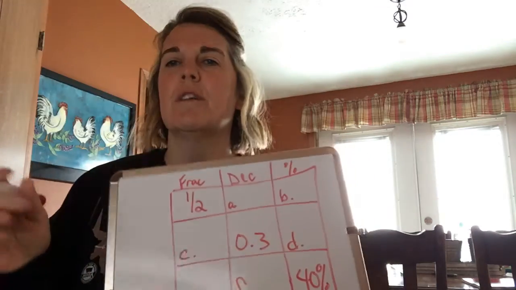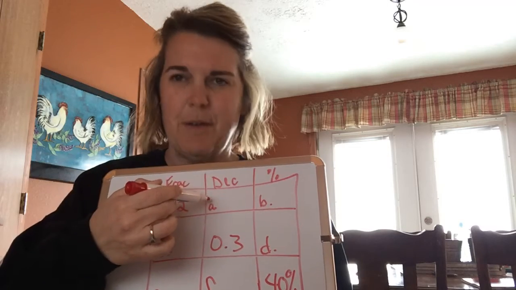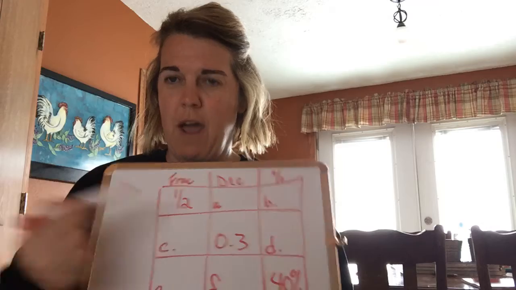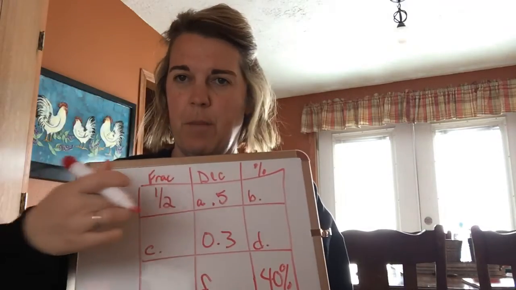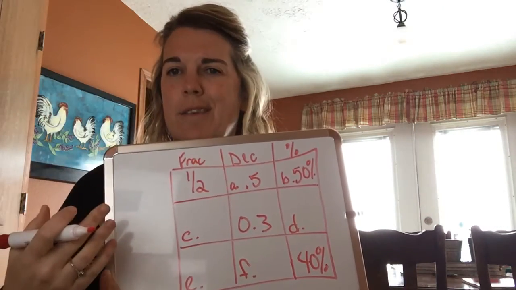Okay, so in this first one, they gave us the fraction. So now we need to say what the decimal is. We already know, we don't have to figure it out. So we know what the decimal is for half. It's 0.5, right? And we know what the percent is from both of these. It's 50%. Okay, so what they want you to do is fill in this chart.